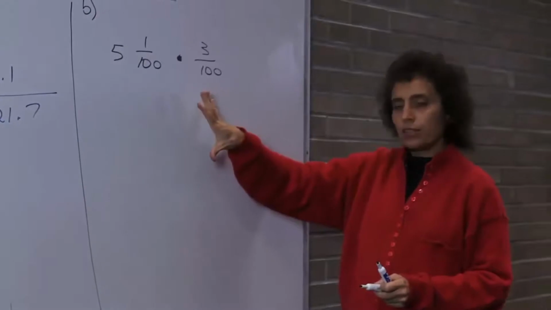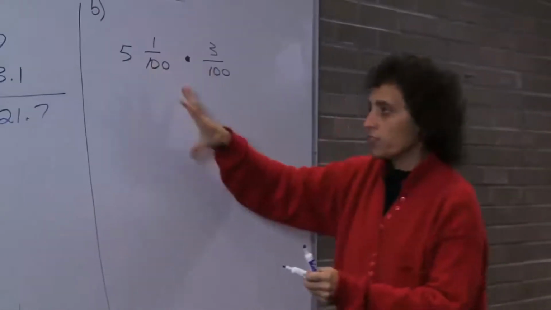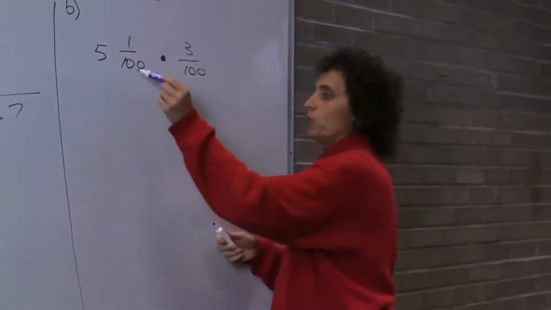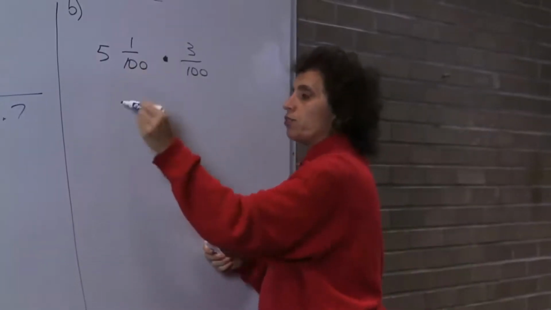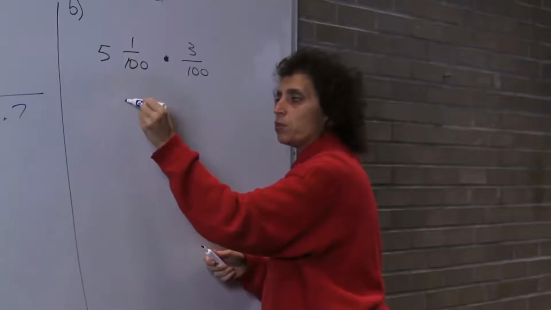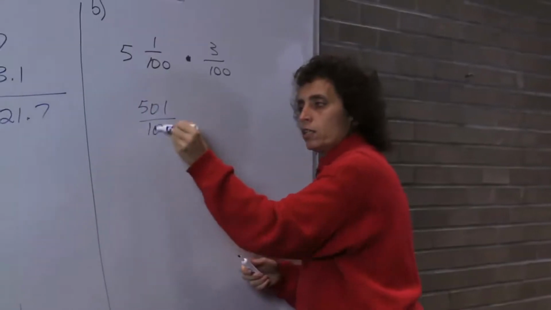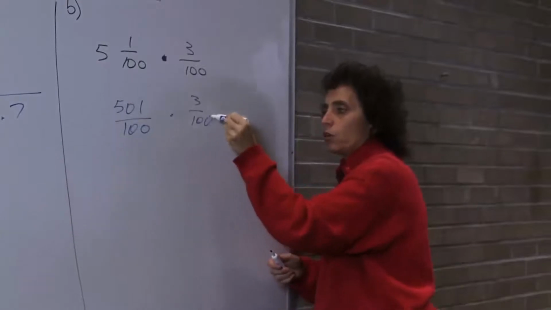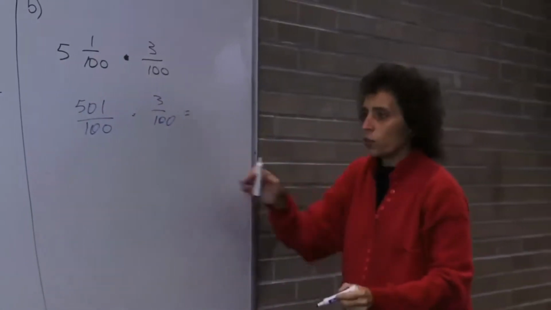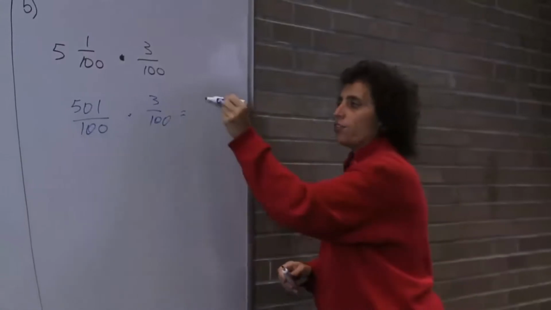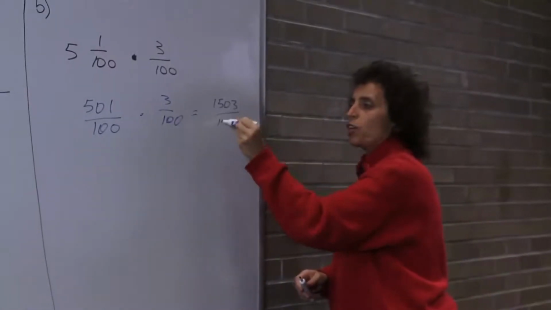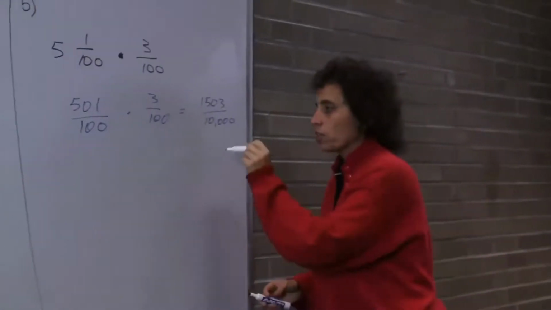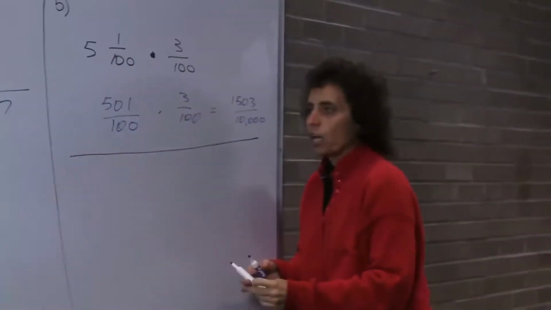And then we'll take a look at this, and then we'll write a decimal for this and see if you can compare the decimals and see anything really cool going on. All right, so again, we're going to multiply this. So that's 100 times 5 is 500, plus 1 is 501 over 100, times 3 over 100. That will give us, I'm going to write it this way, I have more room underneath, 1503 over 10,000.